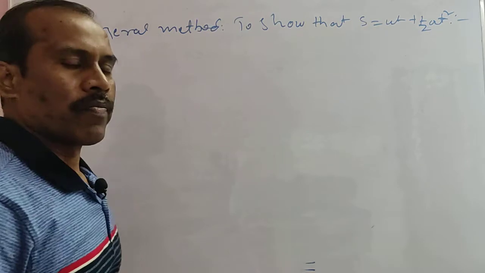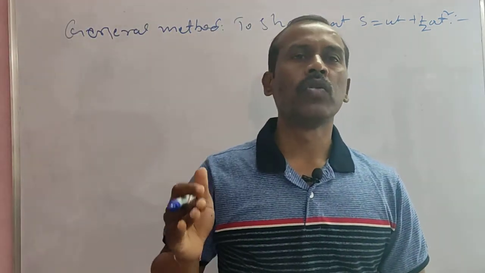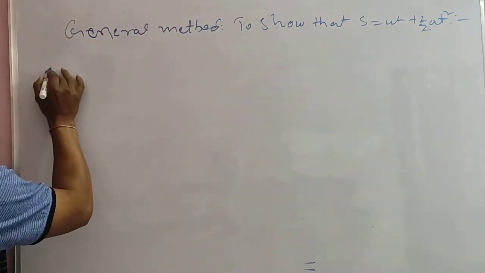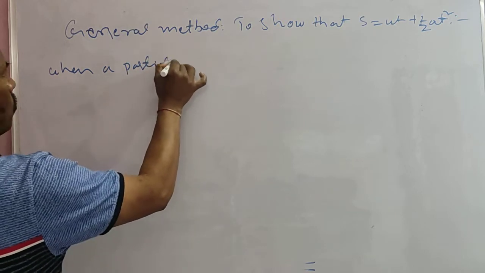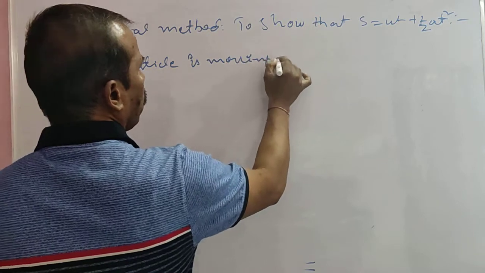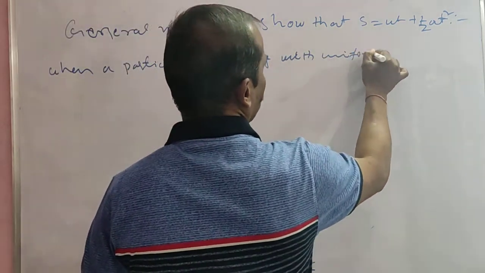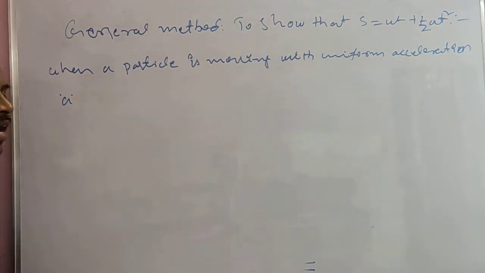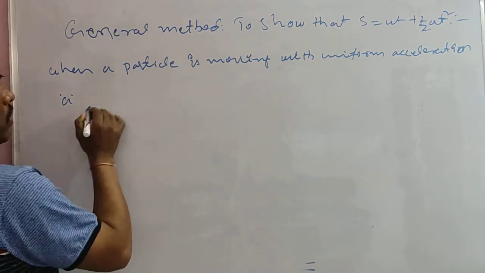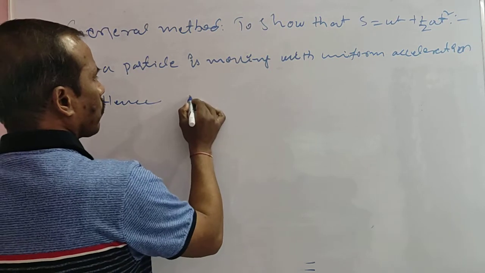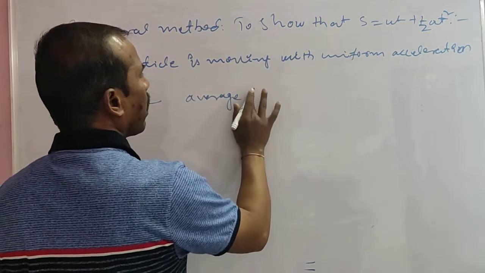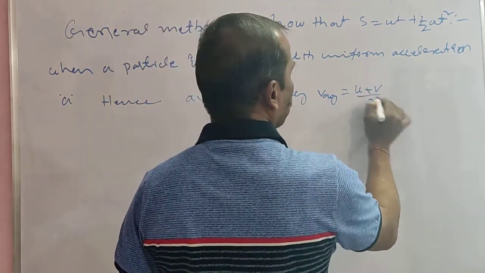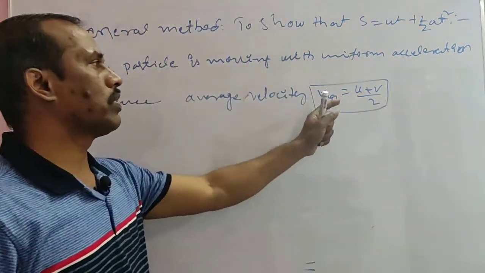First of all, when a particle is moving with uniform acceleration a, then the average velocity is equal to the initial velocity plus the final velocity by 2. This is the average velocity of the particle.